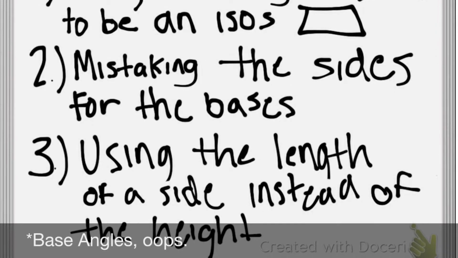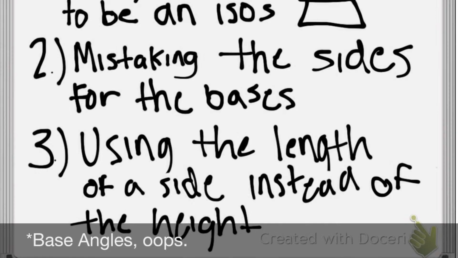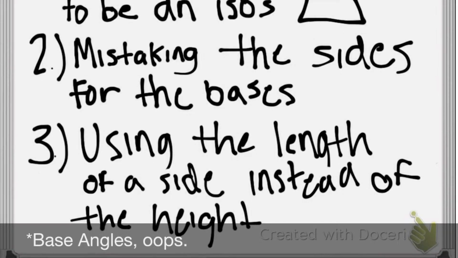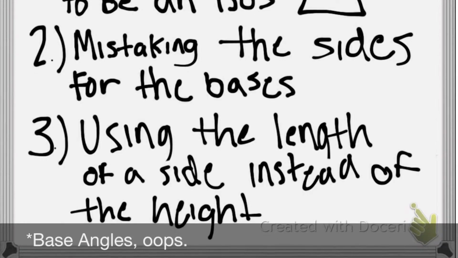Number 3. A mistake that Daniel always makes when finding the area of a trapezoid is that Daniel always uses the lengths of the side instead of the height. Don't be a Daniel, actually use the height.